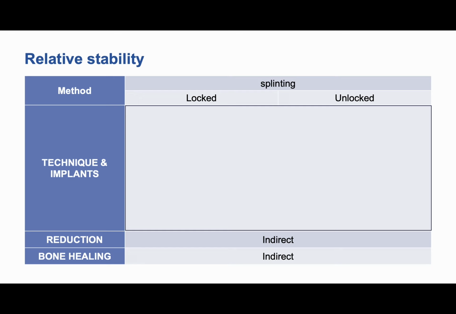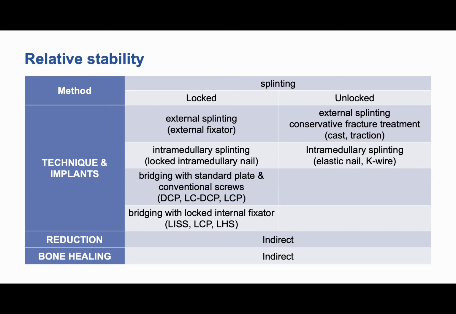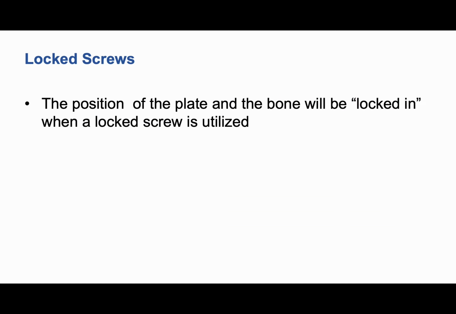Relative stability, on the other hand, is achieved through the principle of splinting, whether locked or unlocked. This, in turn, might be done through external means, such as plaster, cast, traction, or external fixator, or through intramedullary devices, whether locked or unlocked. A common way to obtain locked splinting nowadays is through locking screws. Locking screws, which lock into the plate, produce angular stability.